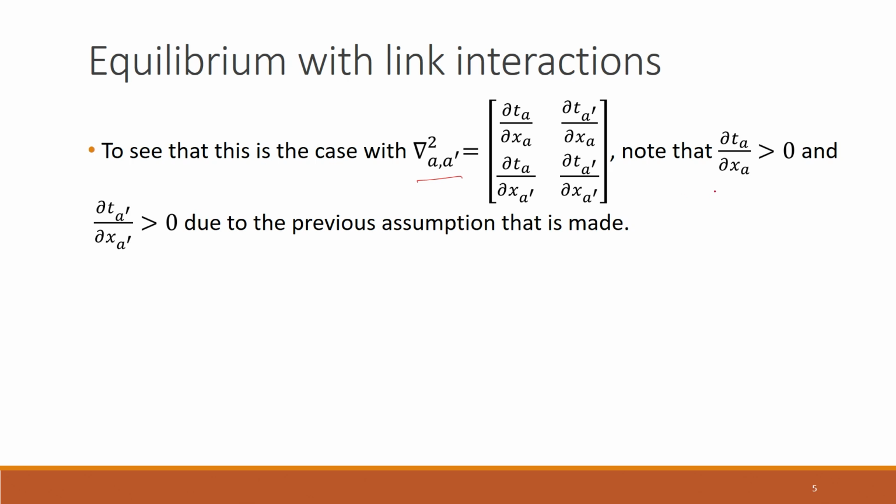We can see here that the diagonal entries are positive, because this is the assumption that we had made, that the rate of change of travel time with respect to the flow on that link is positive. So, this is one of the assumptions that we had made in order to argue that this objective function is strictly convex everywhere.